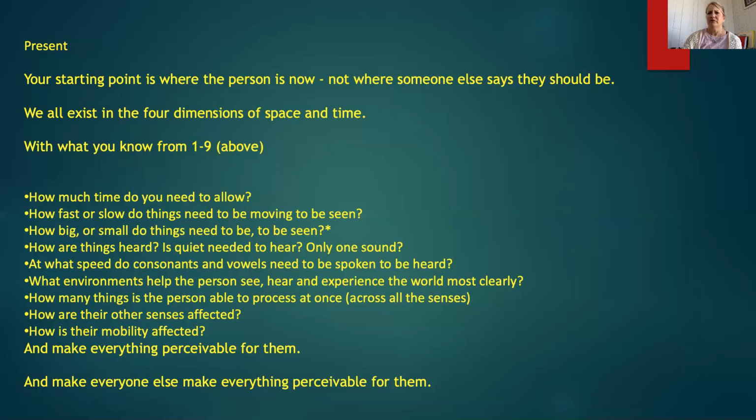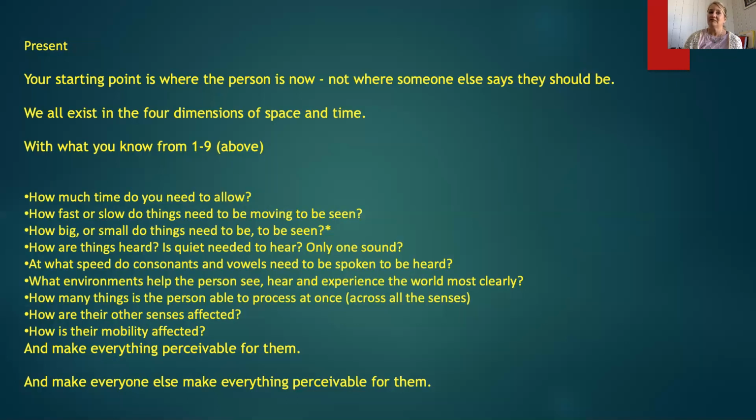How are things heard? Is quiet needed to hear? Is a student especially attentive to one kind of sound? And remember, this is applying to kids from the lowest functioning to the highest functioning. So it's a very broad range. These are questions that you can apply to each specific circumstance as appropriate. What environments help the person see, hear, and experience the world most clearly?